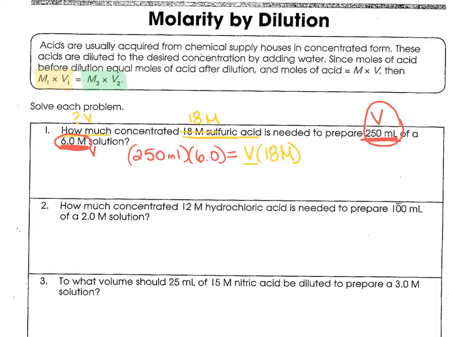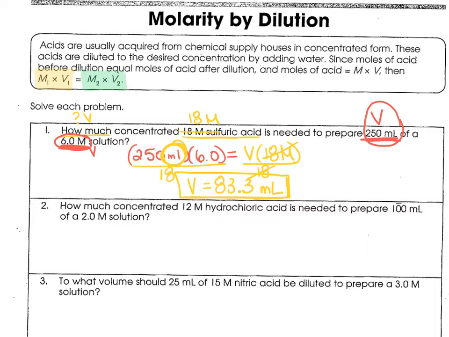Now I'm going to solve for my V. If I divide both sides by 18, I can solve for V by taking 250 times 6.0 and dividing by 18. My new volume would be 83.3. My units would be milliliters, since the units I started with for volume were milliliters. So 83.3 milliliters is going to be my new volume. If I was in the laboratory, I have 250 milliliters of a solution with a 6.0.